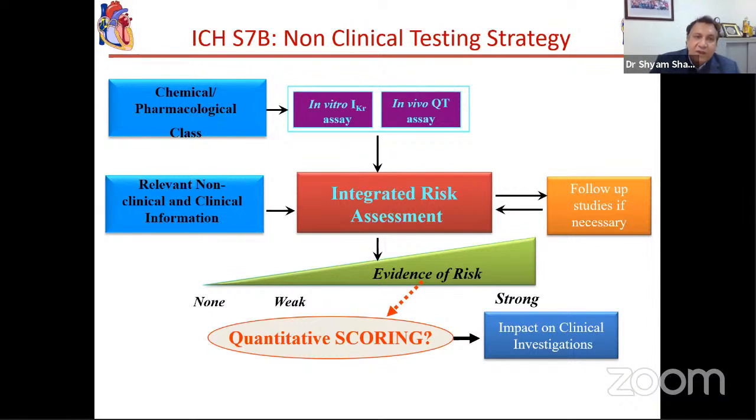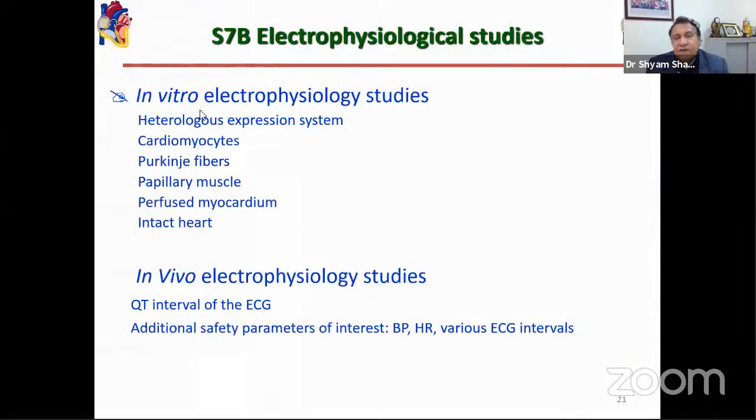And these guidelines, if you go to the ICH website, you can find and definitely read in detail about. What sort of in vitro and in vivo studies are being conducted under this S7B.